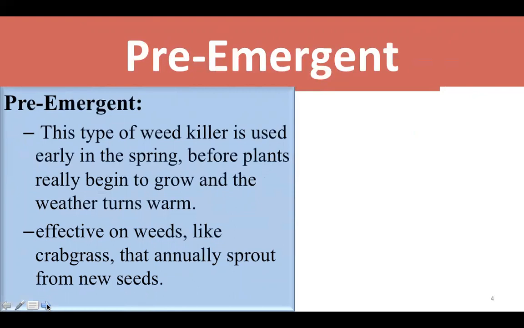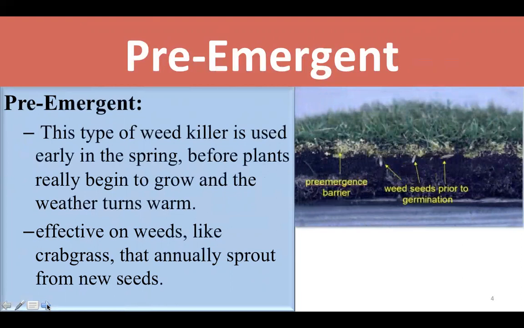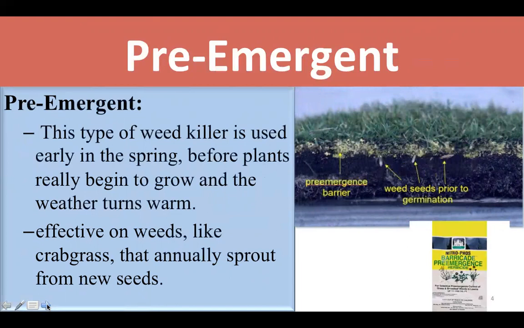Pre-emergent herbicides are those that kill a weed early in the spring season before the plants really begin to grow and the weather turns warm. This means that a pre-emergence barrier will be created in the weeds prior to seed germination. These herbicides kill the unwanted plants in the crop field early in the spring season, before the start of higher temperatures like the summer season. This type of pre-emergent herbicide is effective on weeds like crabgrass that annually sprout from new seeds.